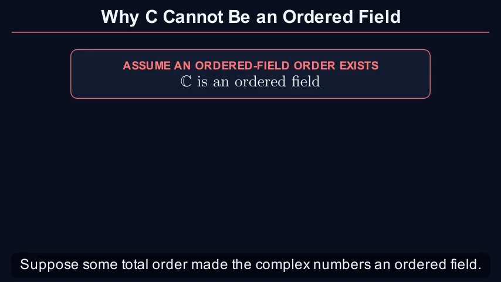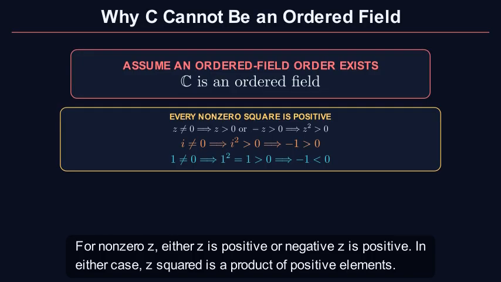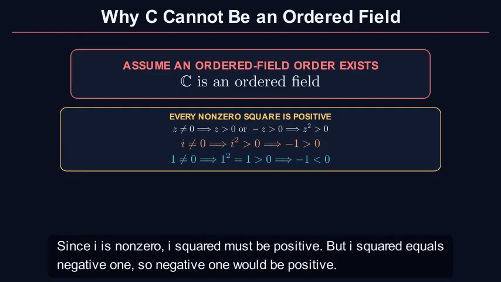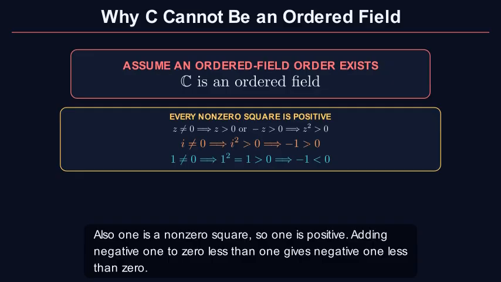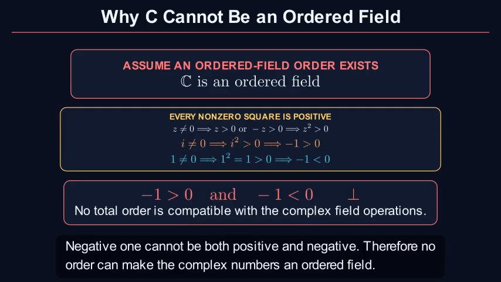Suppose some total order made the complex numbers an ordered field. For non-zero z, either z is positive or negative z is positive. In either case, z squared is a product of positive elements. Since i is non-zero, i squared must be positive, but i squared equals -1. So -1 would be positive. Also 1 is a non-zero square. So 1 is positive. Adding -1 to 0 less than 1 gives -1 less than 0. -1 cannot be both positive and negative. Therefore no order can make the complex numbers an ordered field.